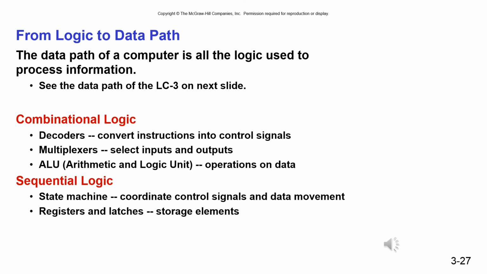So we have the combinational logic circuits: the decoder converts instructions into control signals, multiplexers select specific inputs and outputs, and the arithmetic logic unit, which really is the part of the processor that performs work, if you will. It actually performs computation. And then we have our sequential logic. We've got a state machine that coordinates control signals and the data movement, and we have registers and latches as storage elements.